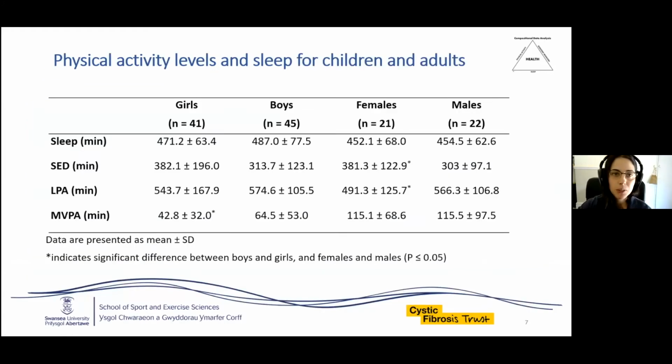So here you have a description of our physical activity levels from our sample, and sleep. The first thing we can see here is that our girls were a bit less active than the boys. We also, in the adult population, females had more sedentary time than males, and they also had a bit less LPA than males.